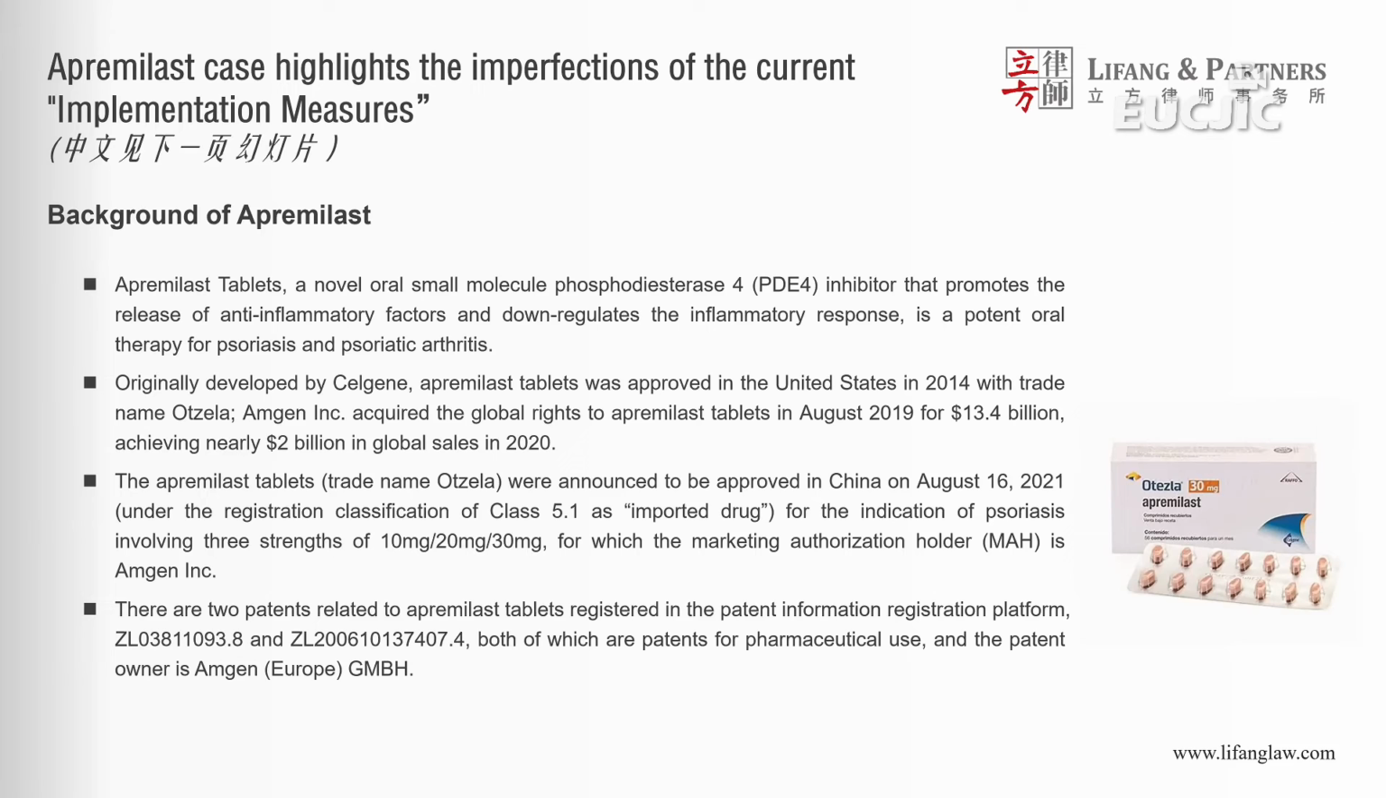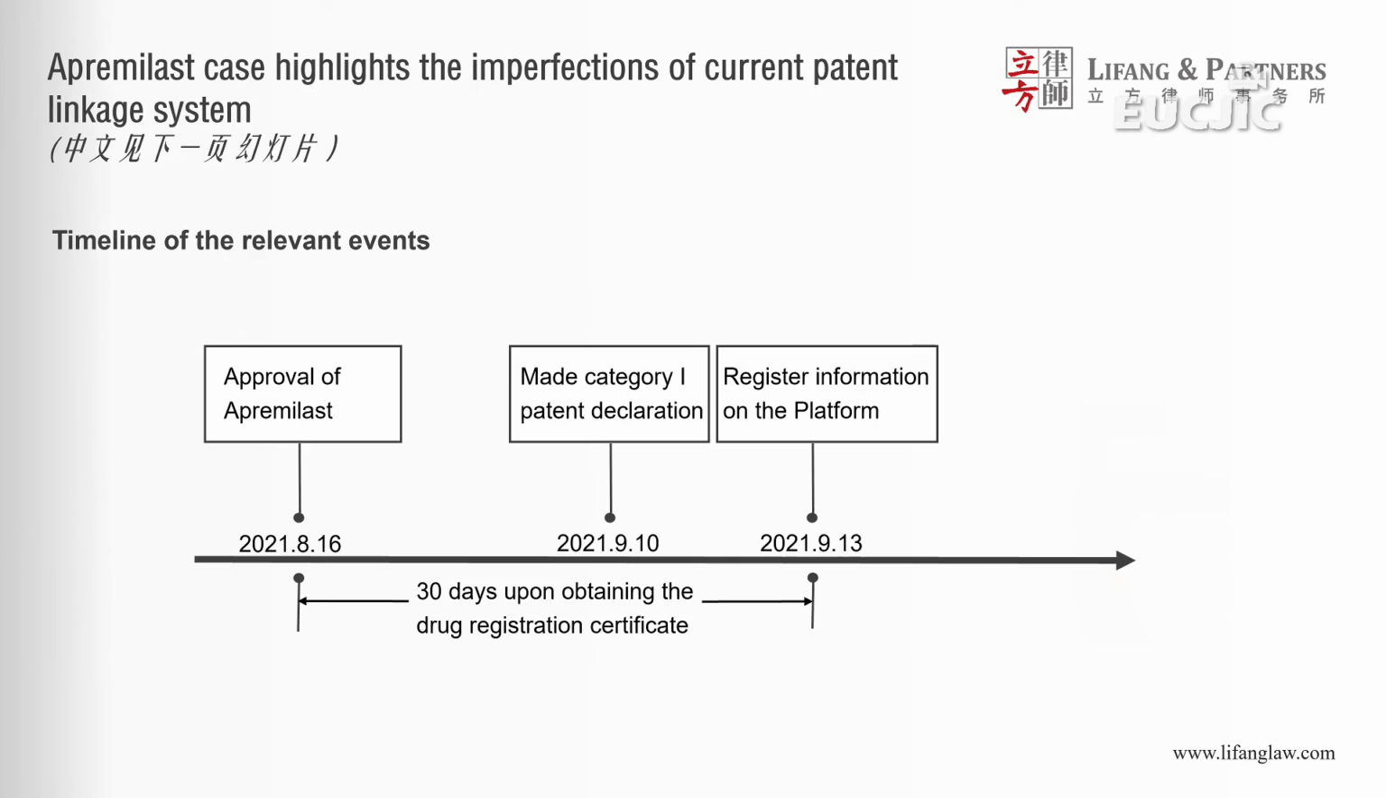This is a case we are working on for Amgen regarding tablets Amgen has. Amgen actually marketed this drug in China. The MA was approved on August 16th, 2021. And this drug has 2 patents listed in the so-called patent registration platform. This is the timeline for the relevant events. Let me just explain this.